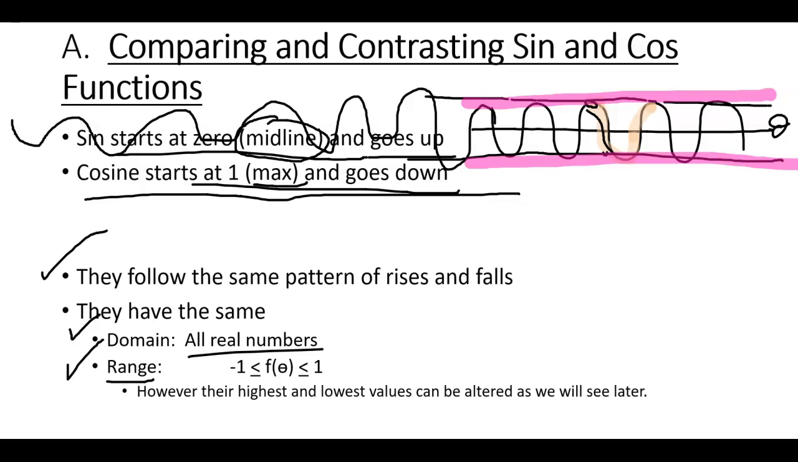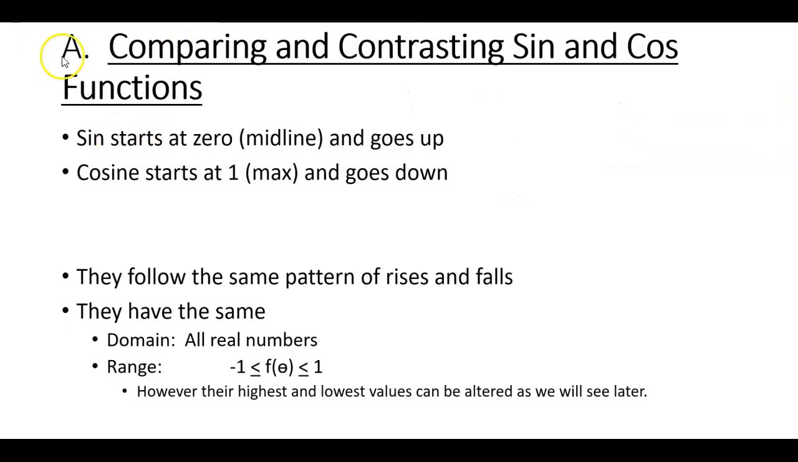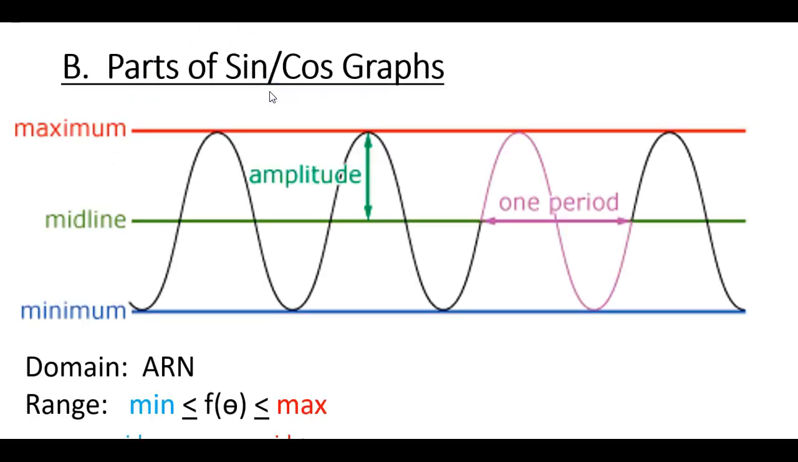So there's that. So that's comparing sine and cosine. They basically have the same pattern. They have the same domain. They have the same range. The difference between them is just where they start, okay? All right, let's go ahead and move on to the next slide here.